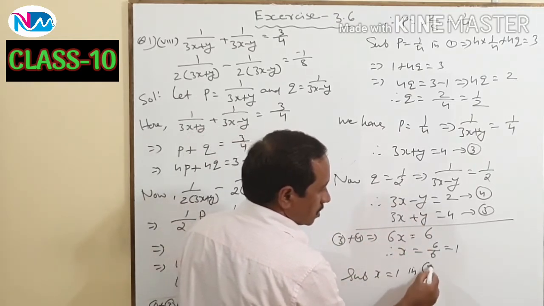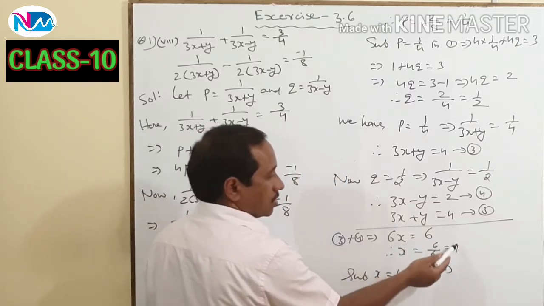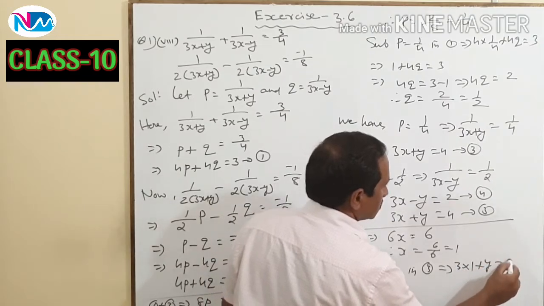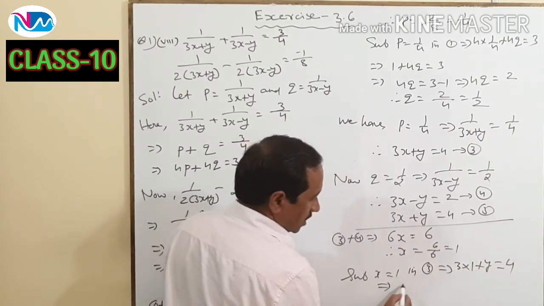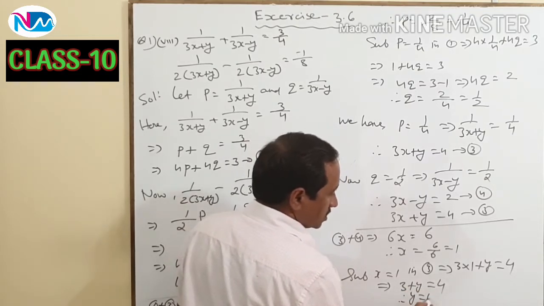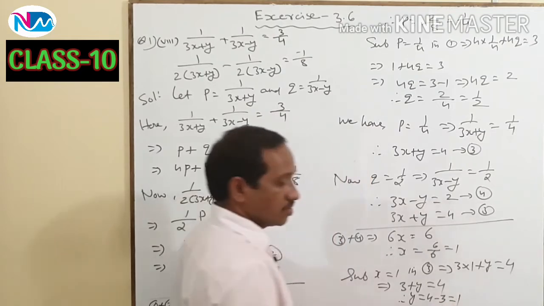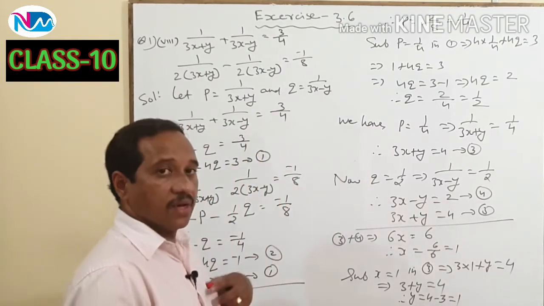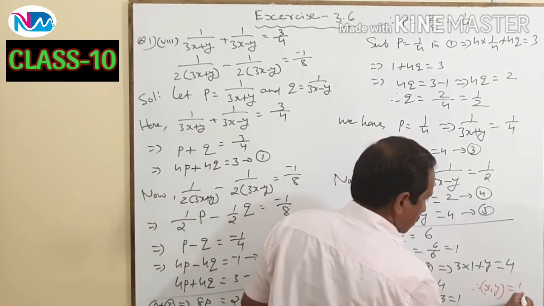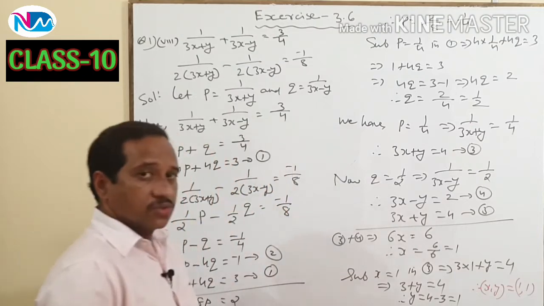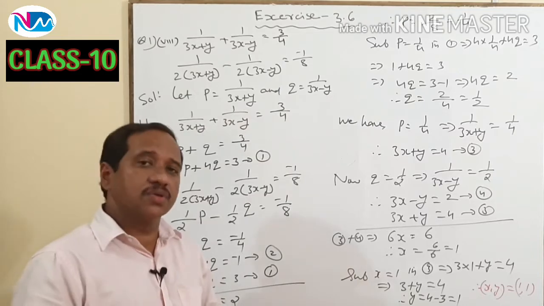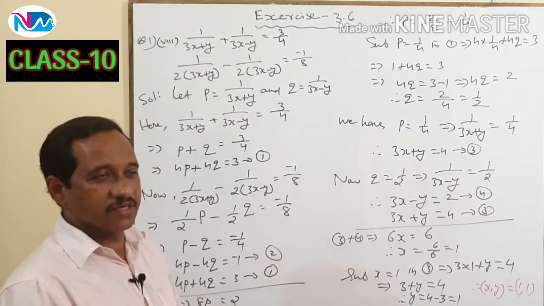I substitute in equation number 3. x is equal to 1 means equation number 3, that is 3 into 1 plus y is equal to 4. That gives 3 into 1, 3 plus y is equal to 4. Therefore, we get y is equal to 4 minus 3, which is equal to 1. Therefore, the values of x and y are 1, 1. So this is how we solve this question by reducing the given equation into the standard form of a pair of linear equations in two variables.